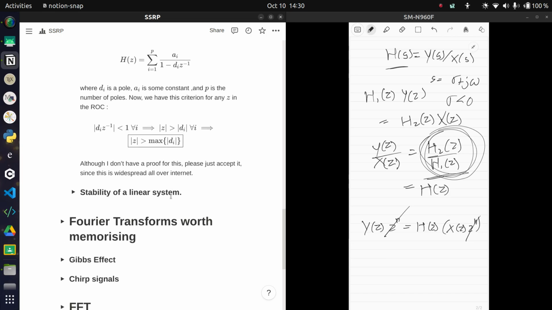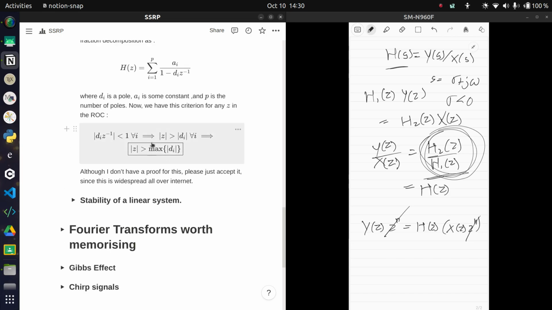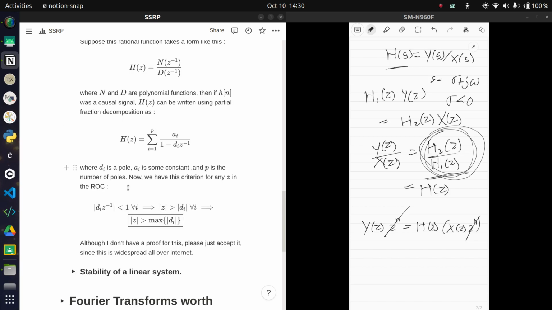And this is particularly the case for causal systems. For anti-causal systems, which extend over negative values of n as well, things are a little messed up. There you have to be very careful how you define the region of convergence. You have to do it from the ground up, starting from the z transform of the impulse response.